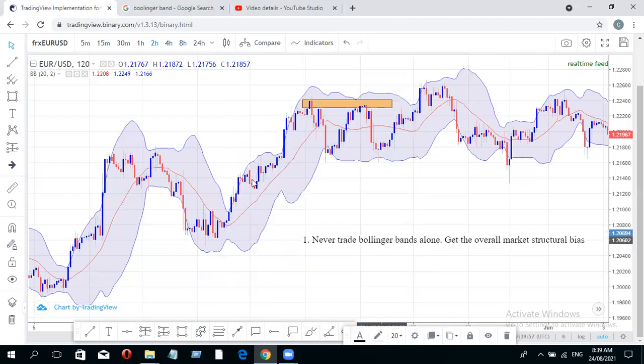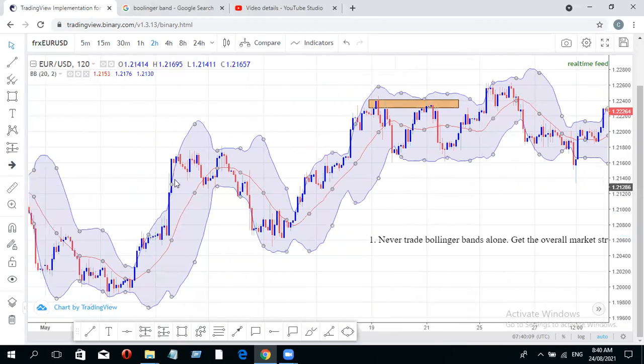Like now, you saw the market just pierced and pierced and pierced. It pierced for hours without reversing, right? So this market was bullish. You can see it was making a higher high, a higher low, and then it pierced up. So you shouldn't trade these things alone.